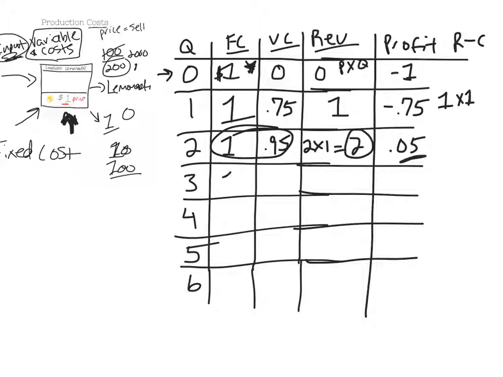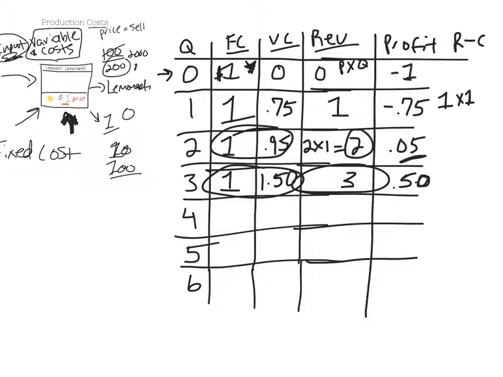So 3, I still have a fixed cost of 1. What's going to happen to my variable cost as I sell another one? Well, my variable cost is going to go up again. So let's say now my variable cost is $1.50. Well, what happens? What's my revenue? Well, my revenue is I sell 3 at $1 a piece, so my revenue is 3. Right? So what's my profit over here? Well, it cost me $2.50, and I brought in $3, so now I'm up 50 cents. There you go, 50 cents.